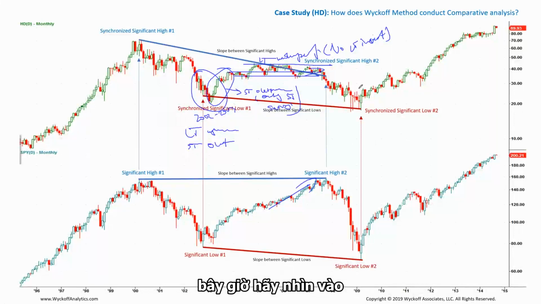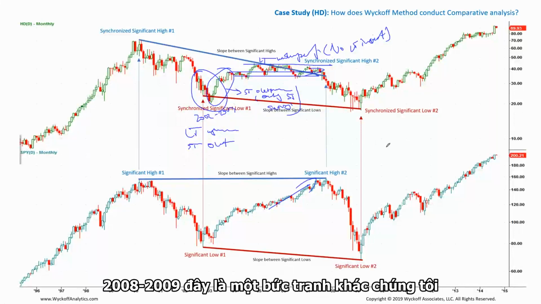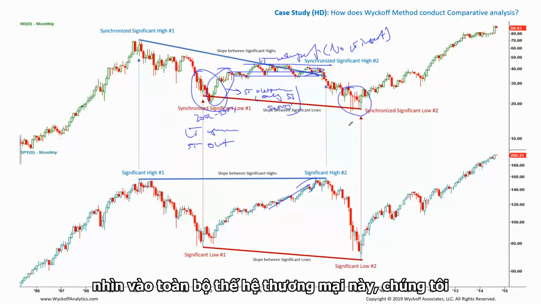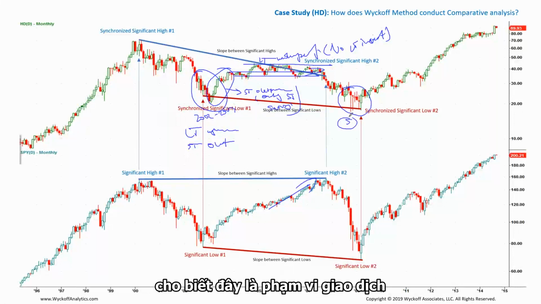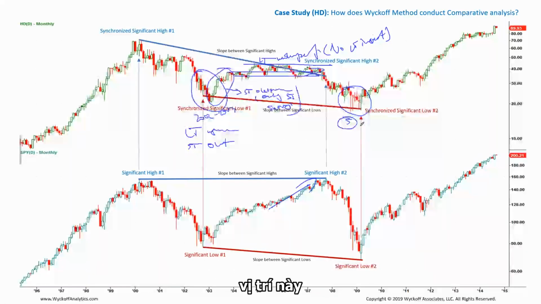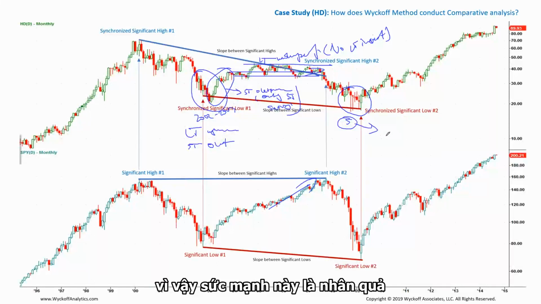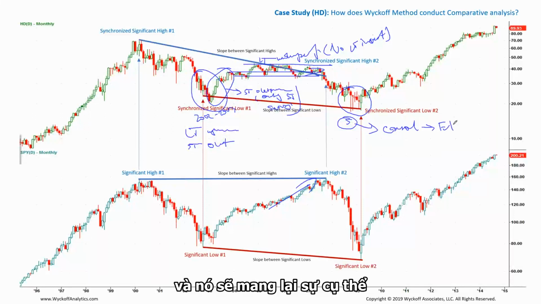Now look at 2008, 2009. This is a different picture. We looked at this whole trading range and we said this is the trading range that outperforms on so many levels. Short-term, long-term, everything is there. They want to be in this position. So this strength is causal and is going to bring a specific effect of outperformance.